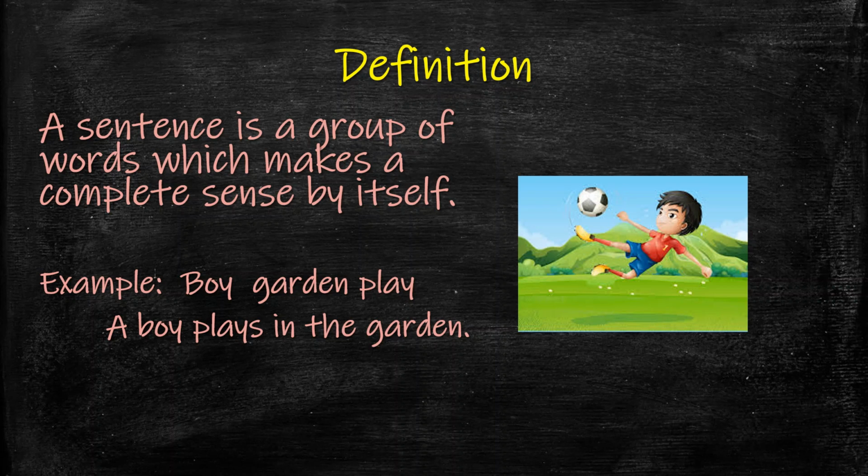Here we have some words, for example, boy, garden, play. We do not interpret any meaning with these words. But when we place these words in proper order, we can say it like this: a boy plays in the garden. So now with this sentence, we interpret that a boy is playing in the garden. Here we make a complete sense by using these words.